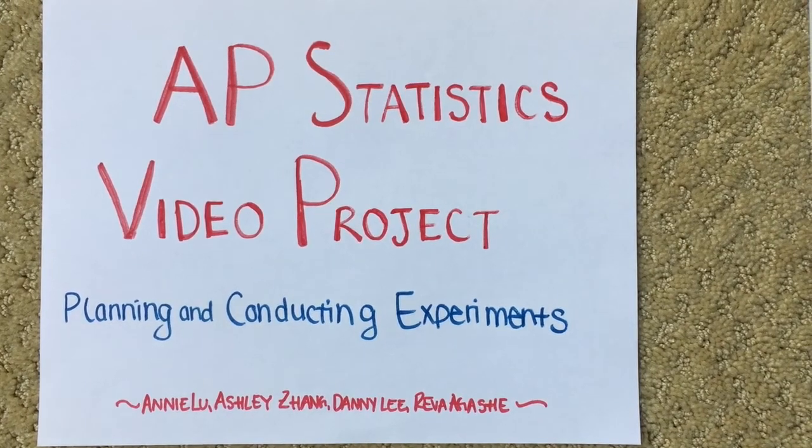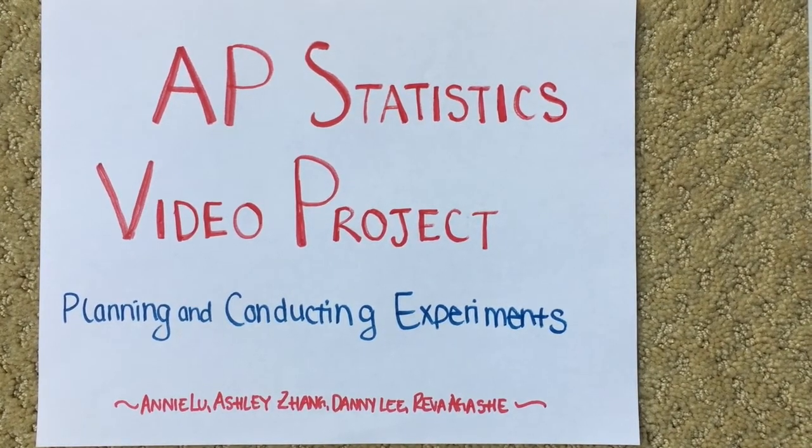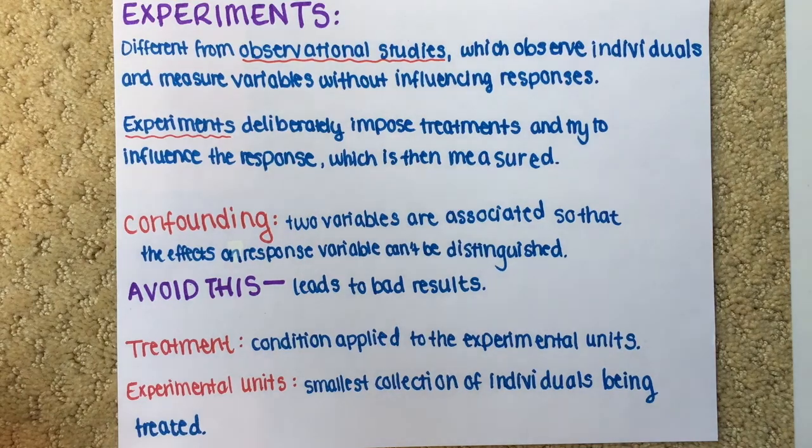Hi everyone, this is our AP Statistics video project on planning and conducting experiments. So first of all, what is an experiment? It's different from an observational study, which observes individuals and measures variables without influencing the response. Experiments deliberately impose treatments and try to influence the response.